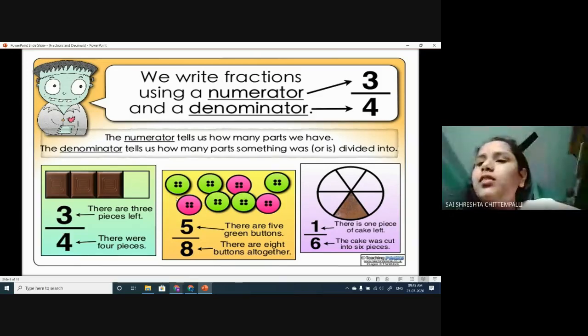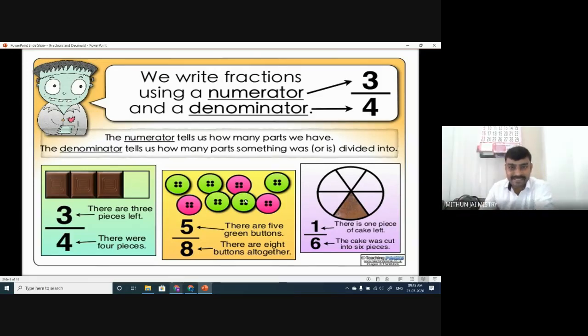Now you see here there are some buttons. You know buttons? We use these on our shirts and sometimes on our pants also. So here we have 8 buttons in total, 1, 2, 3, 4, 5, 6, 7, 8. 8 buttons on the whole. That's why the bottom is showing 8. So there are 8 buttons altogether.